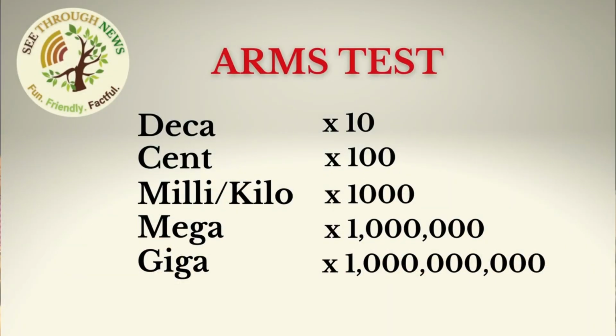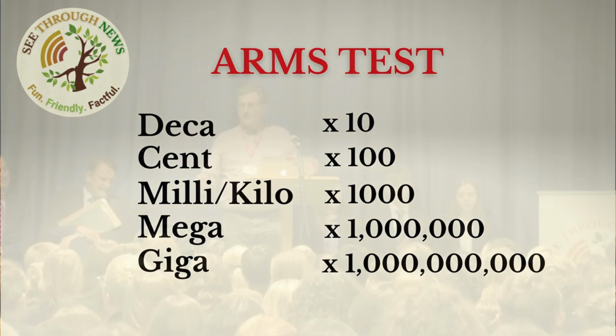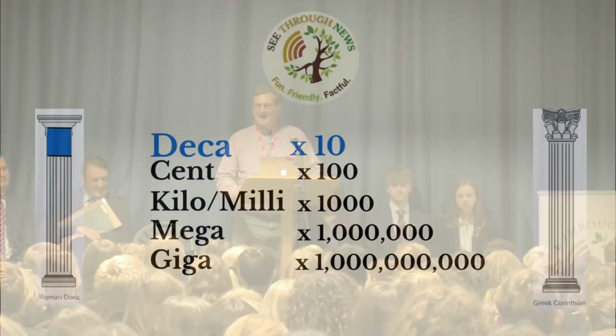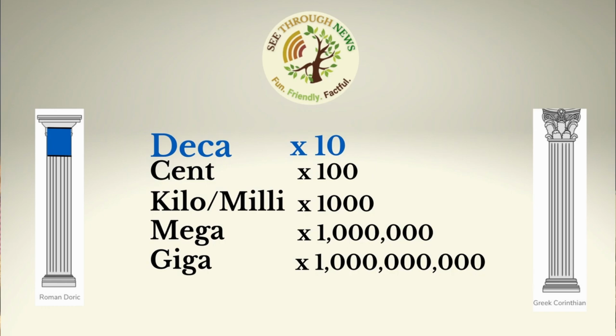We're going to have a little game now to keep your arms going in a classical game of Latin versus Greek. Okay, this is how it works. Here are two columns. On this side, a classic Doric column. On the other side, the fancier Ionian column, favoured by the Greeks. Starting with 10 times, that is deca. Deca as in decathlon, decade, but not Ant and Dec.